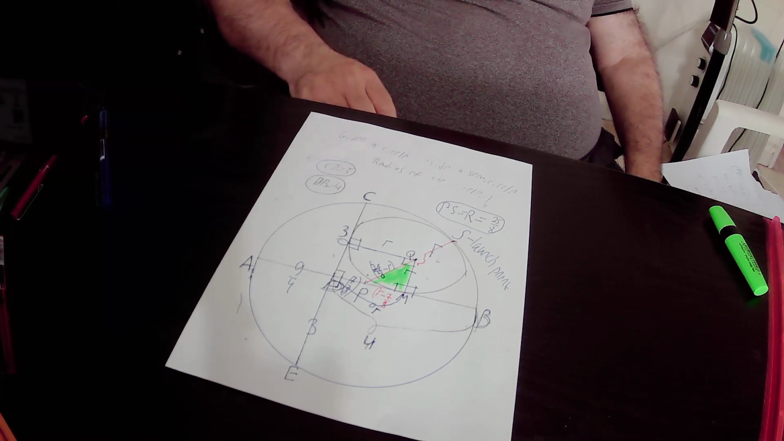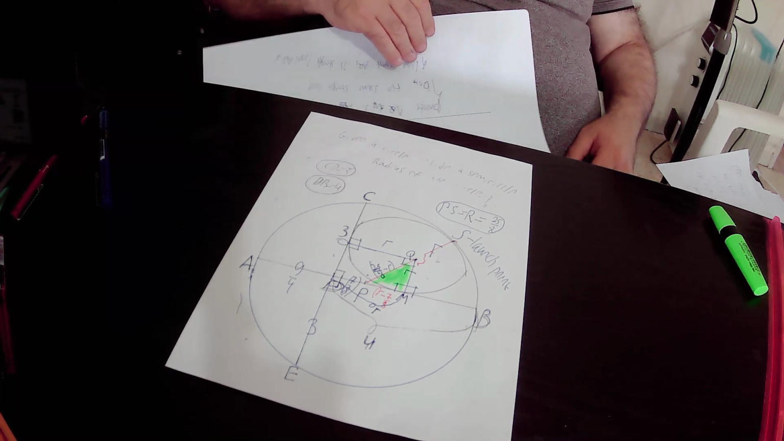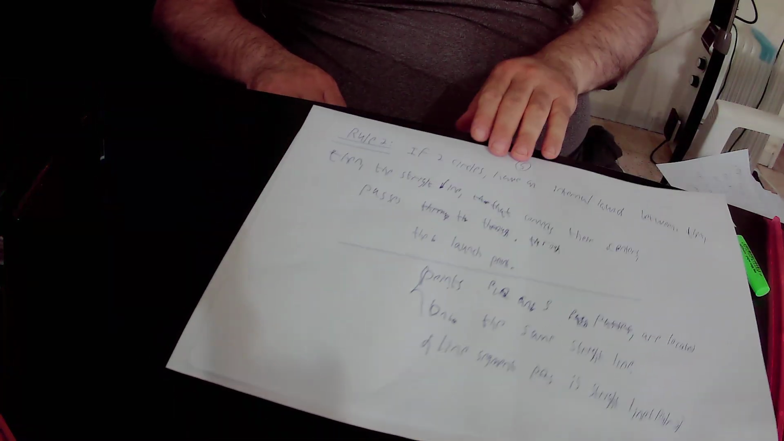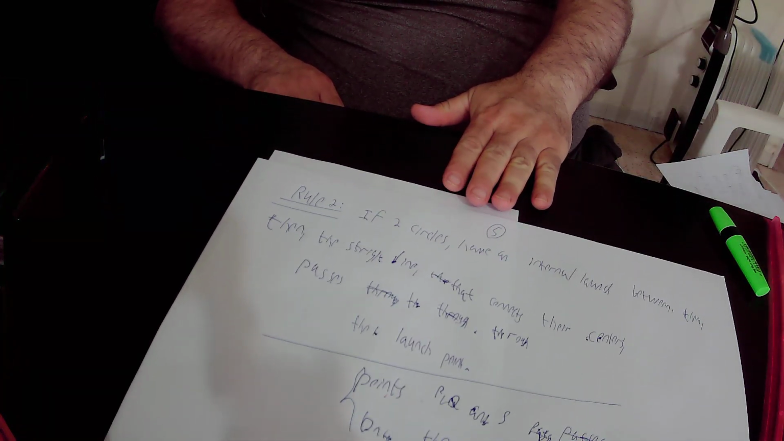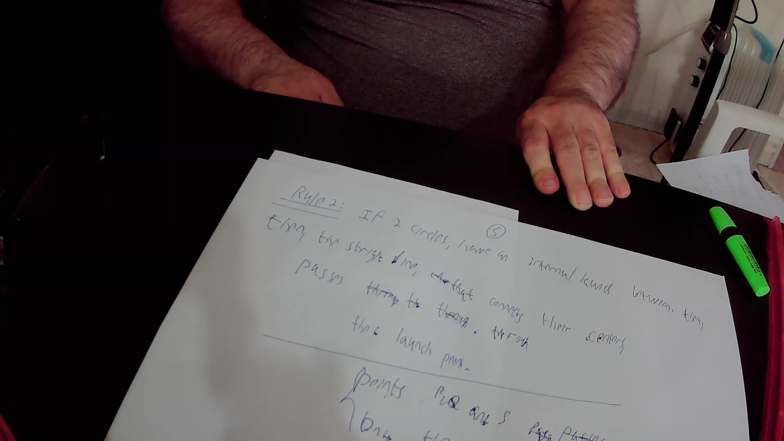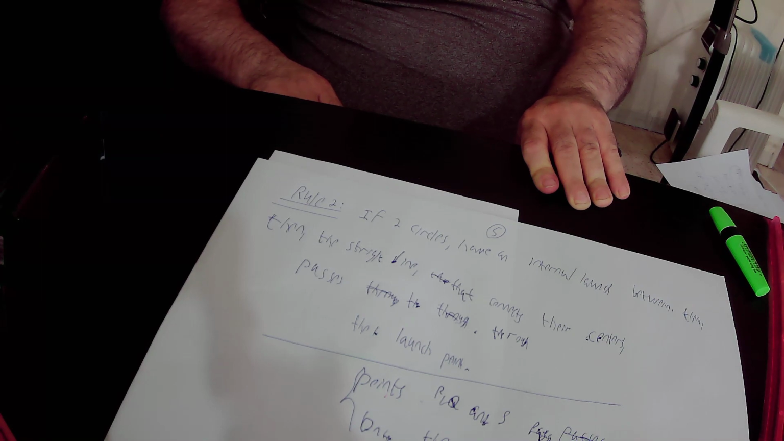Okay? Then I presented to you rule number 2. According to rule number 2, if two circles have an internal tangency between them, then the straight line that connects their centers passes through the tangency point.